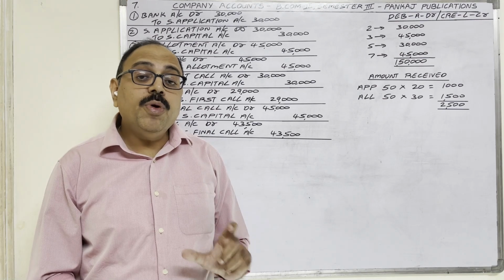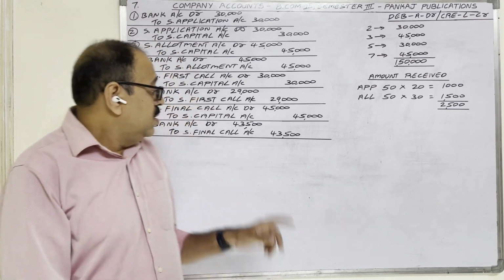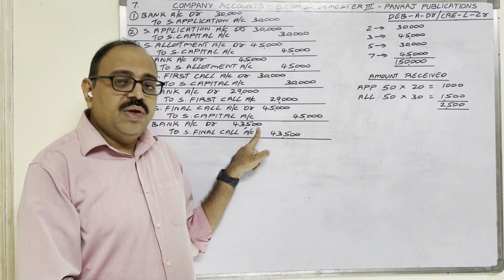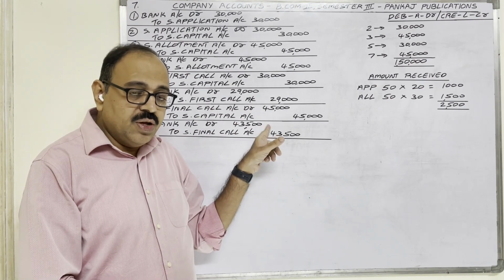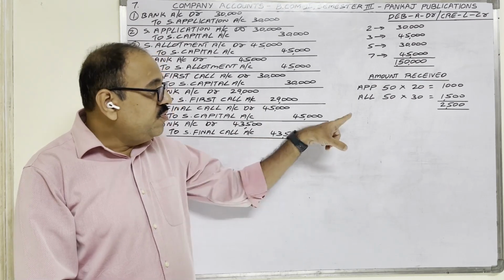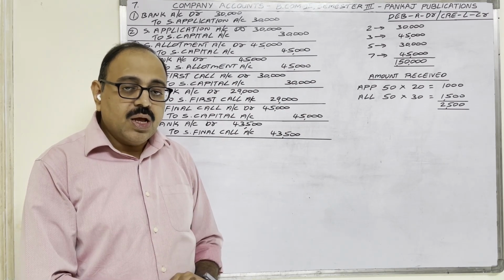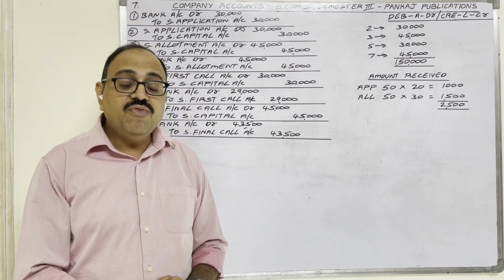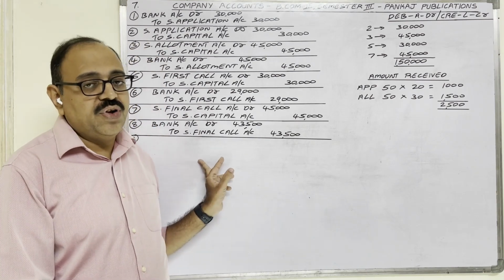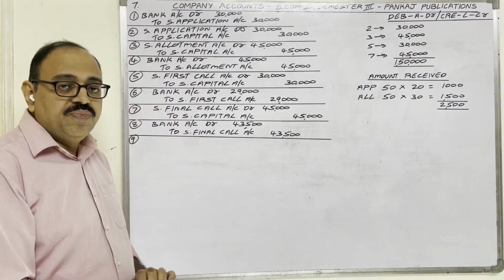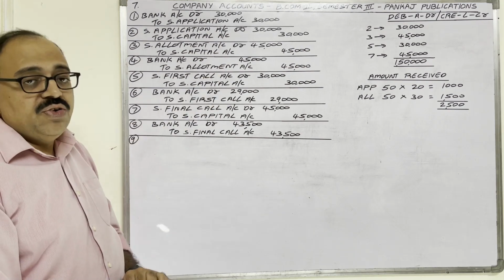Now come to the new point of this problem. Final call. In previous problems also we learned. New point is on 50 shares, first call money, final call money did not come. Company forfeited these shares. Now for that forfeiture, we have to write the entry. That is 9th entry. Observe the previous entries.